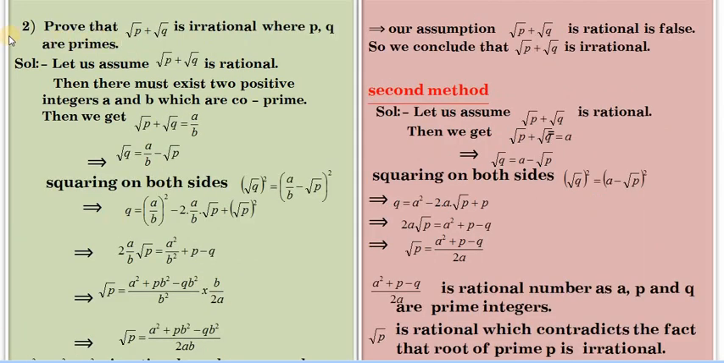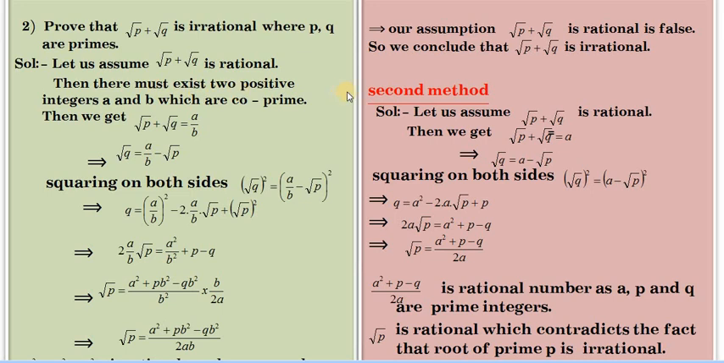Now let us see the second problem. Prove that root p plus root q is irrational, where p, q are primes. So this is a theoretical problem. Now how to prove this? As usual, the method followed: let us assume that root p plus root q is rational.